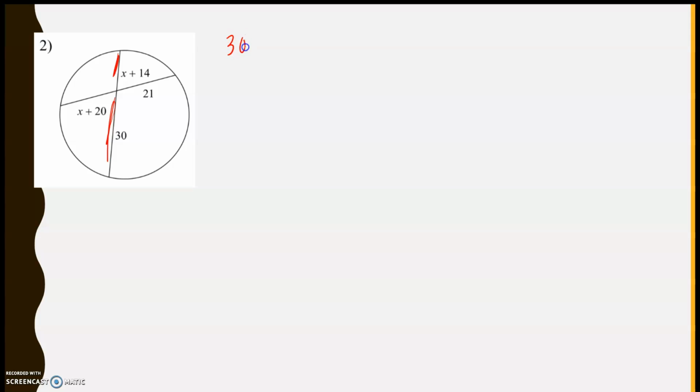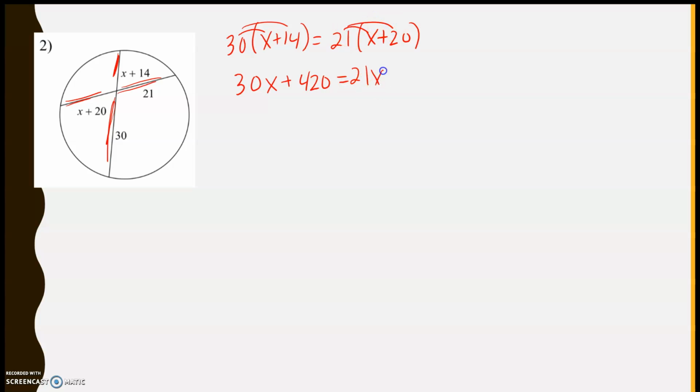So I'm going to get 30 times x plus 14, and that's going to be equal to the product of the second chord, which is these two right here. So I have 21 times x plus 20. So when I distribute here, I'm going to get 30x plus 420, and that's equal to, on this side, I get 21x plus 420. So I'm going to subtract this from both sides.